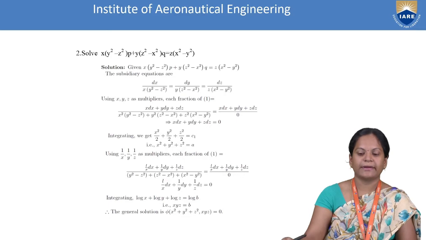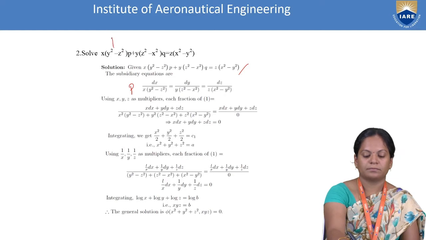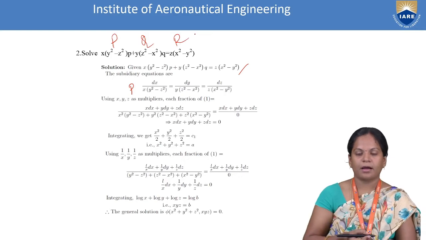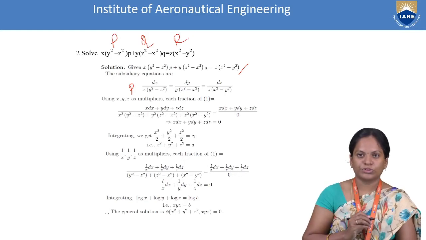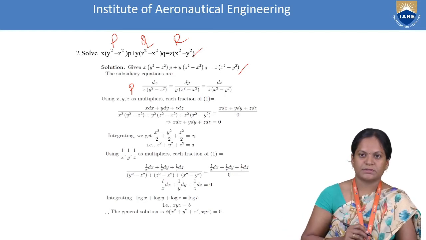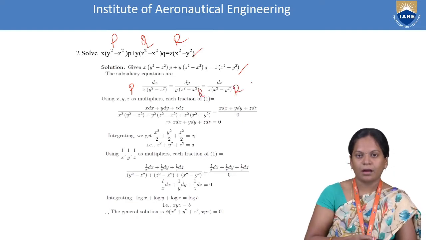So write the given equation as it is, and first take the subsidiary equations and auxiliary equations. The auxiliary equations are dx by P, dy by Q, and one more dz by R. P, Q are nothing but the coefficients of small p, small q, and R is nothing but the right hand side term. Those are functions of x, y, z only. Now write the subsidiary equations: dx by P, dy by Q, dz by R. Those are functions of x, y, z.